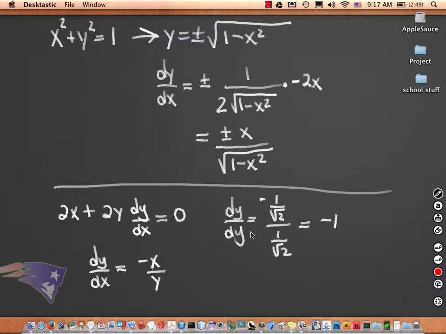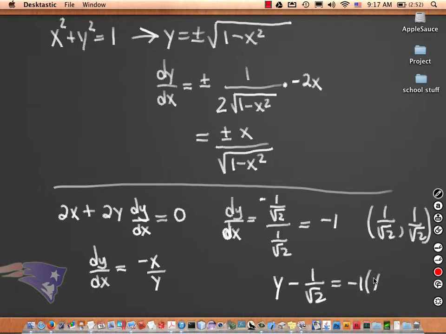Why did you do D1? Whoops. Just to keep you on your toes. This is the slope of the tangent line at the point 1 over square root of 2, comma, 1 over square root of 2. Okay? If we wanted to get a tangent line equation out of this, y minus 1 over square root of 2 equals negative 1 times x minus 1 over square root of 2. That would give me the equation, right?